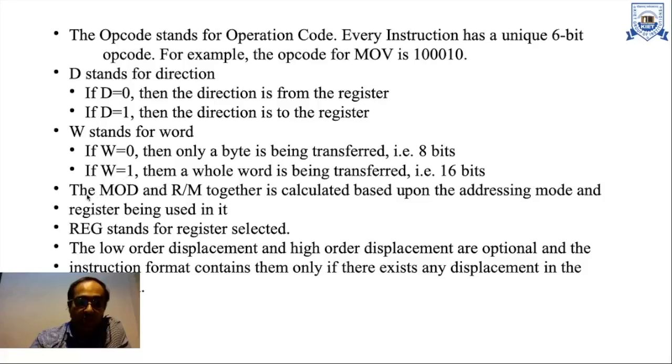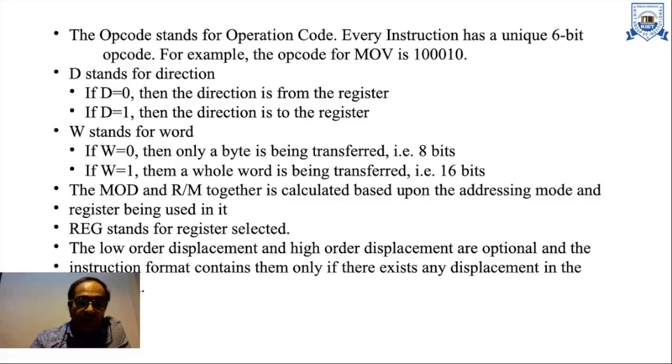Now coming to MOD and R/M. MOD and R/M are calculated based upon the addressing mode and the register being used in it. The REG field stands for the register selected. It is 3 bits, and it is used for selecting the particular register.